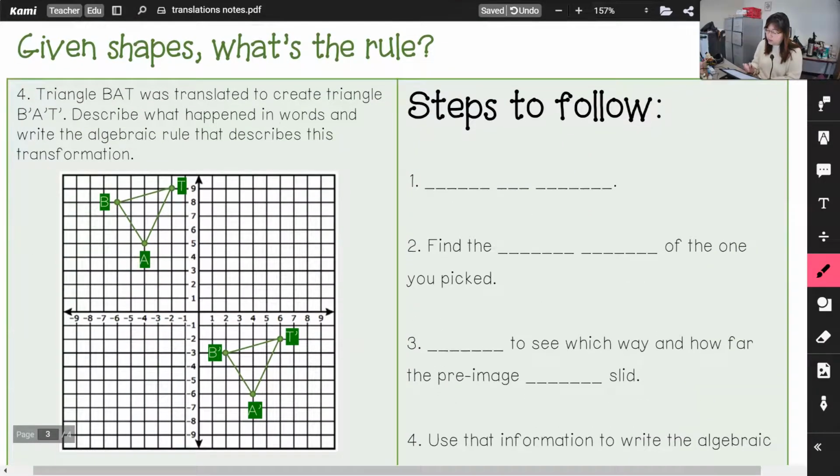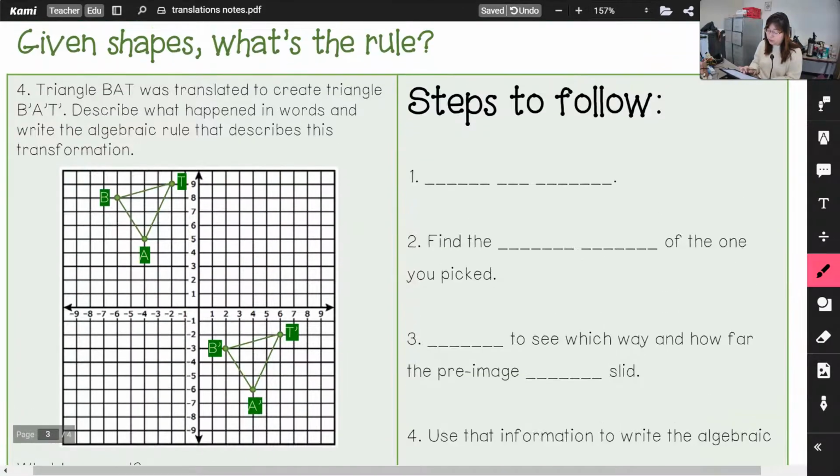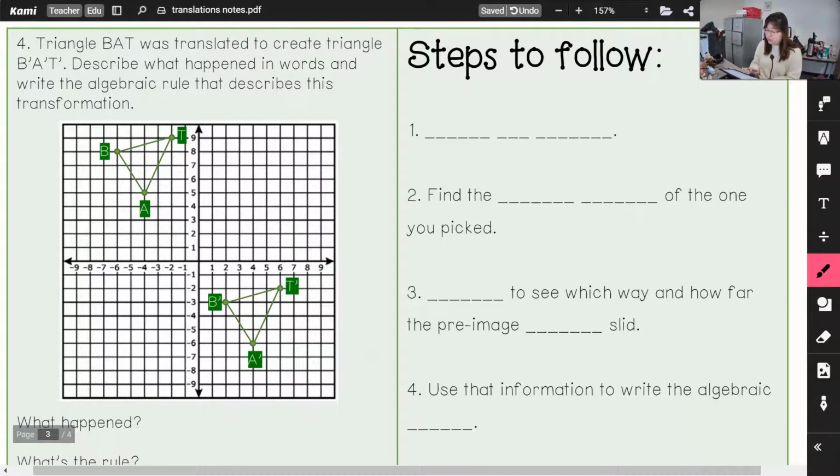Okay, next type of question. Now we've got shapes. So given shapes, what's the rule? And the IXL practice is going to be like this. So listen up, because your IXL practice will have problems just like these ones. Let's look at number 4. Triangle BAT was translated to create triangle B prime A prime T prime. Describe what happened in words and write the algebraic rule that describes this transformation.